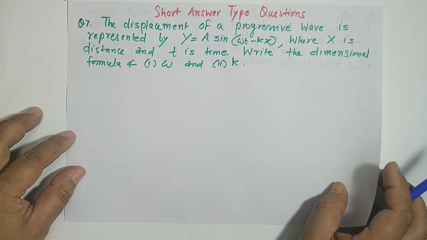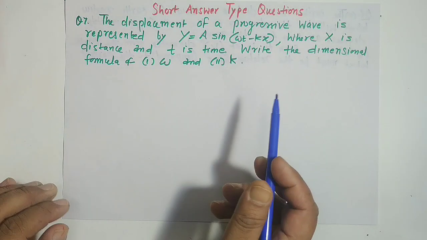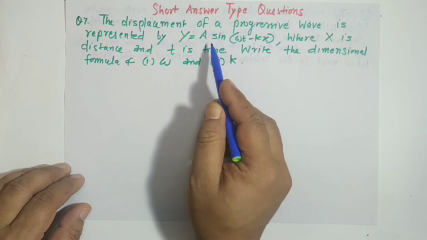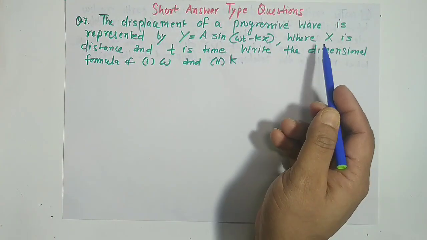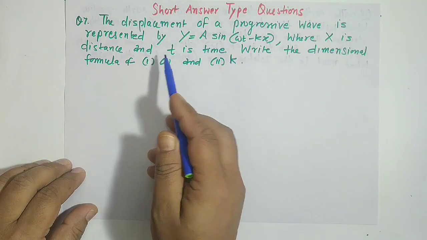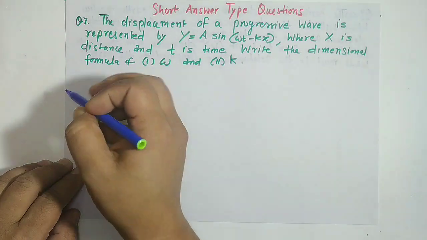Now we have question number 7. Question number 7 is again related to dimensions. The displacement of a progressive wave. A progressive wave is a harmonic wave, like a wave travelling in a string. It's a transverse type of wave. The displacement of a progressive wave is given by y equal to a sine omega t minus kx, where x is distance and t is time. They are asking to write the dimensional formula of omega and k.